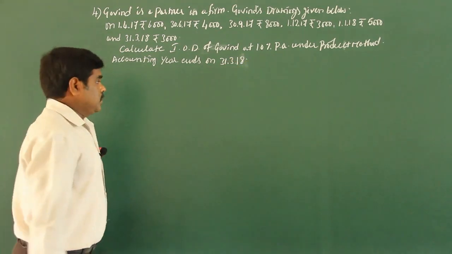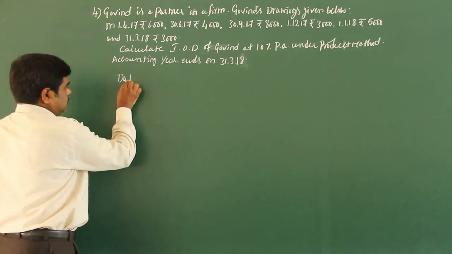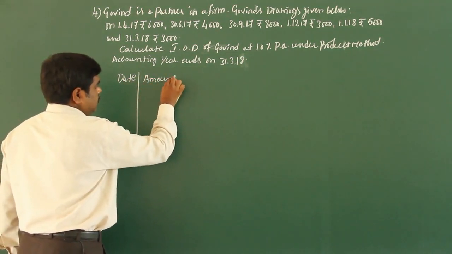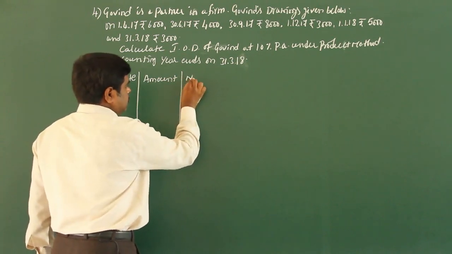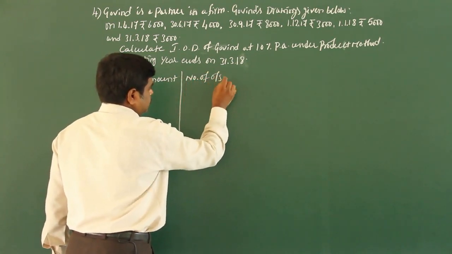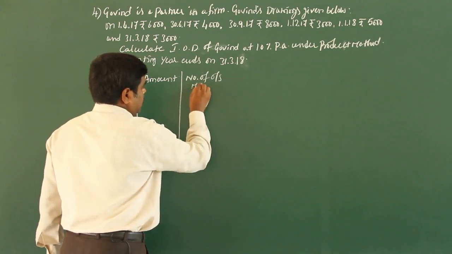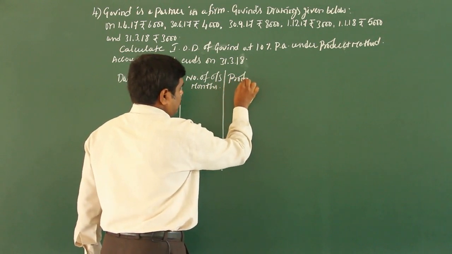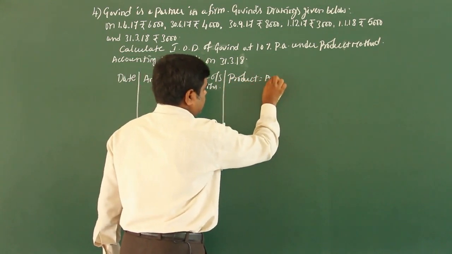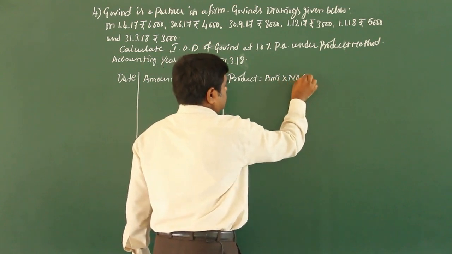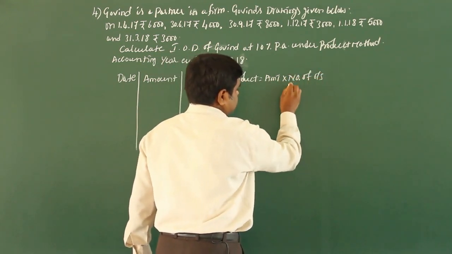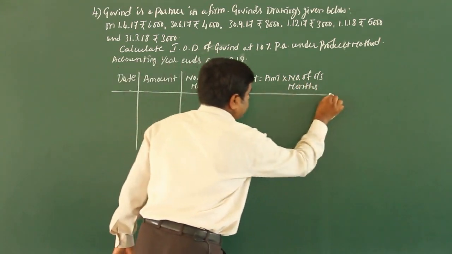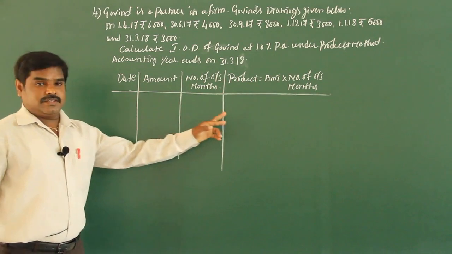Okay, so what you have to do? First the date, next the amount, then the number of outstanding months. Of course, the next column is the product, which is equal to amount into number of outstanding months. So draw 4 columns like this.